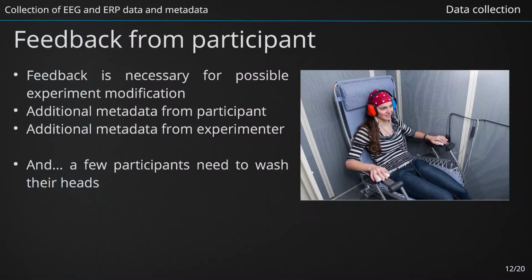At the end of the experimental session, the participant is asked to give feedback, eventually to provide another set of metadata related to the performed experiment. The feedback is important, especially during the first experiments, to possibly modify the experiment design if it turns out to be difficult to cope with. Additional metadata may not necessarily be provided by a participant. It may also be recorded by the experimenter.